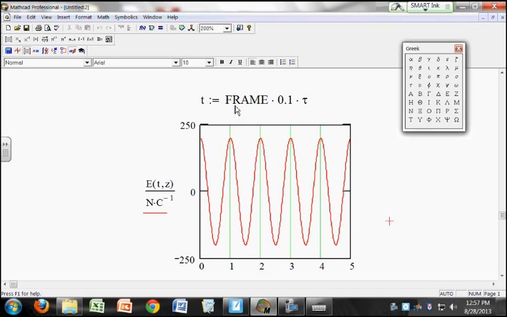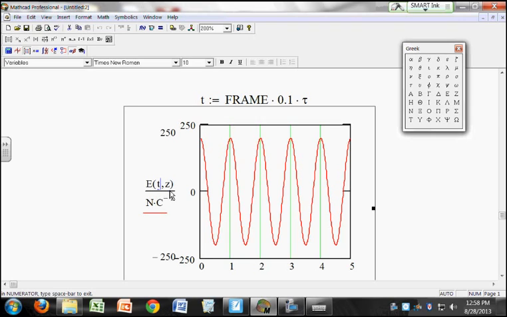Okay? So when you generate an animation, Mathcad will ask you how many frames you want, and how fast you want these frames to show up. So once you define that, as the animation advances, that frame goes from 0, 1, 2, 3, 4, 5, 6. So if this variable frame advances, then time will be advancing, right? So if you're plotting something that depends on time, then this graph will change as the frames advance.